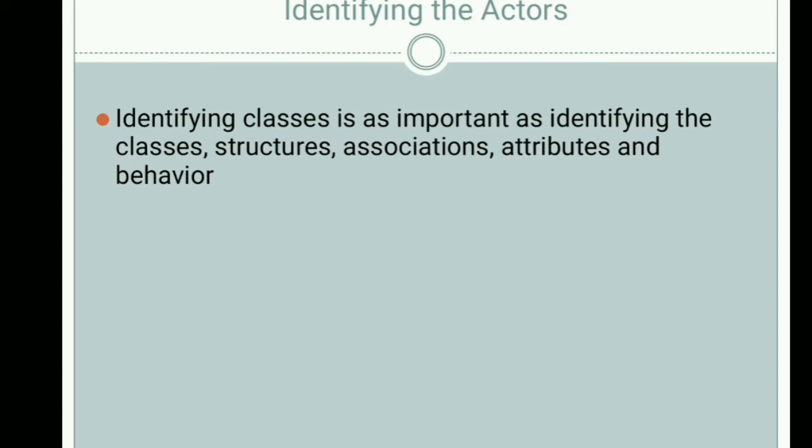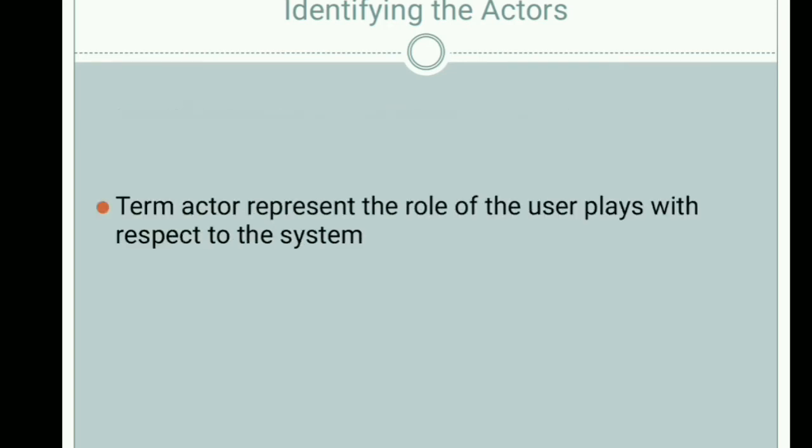So identifying classes is as important as identifying classes, structure, association, attributes and behavior. In the system we need to identify the class, and the interaction of a particular class with the other classes, that means the relationship of actors with the other actors and the role played by the actors. So the term actor represents the role the user plays with respect to the system. For identification of actors of a particular system, we follow questions we can consider for actor identification.